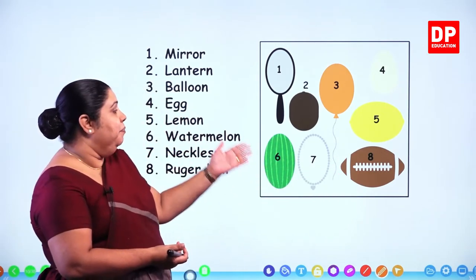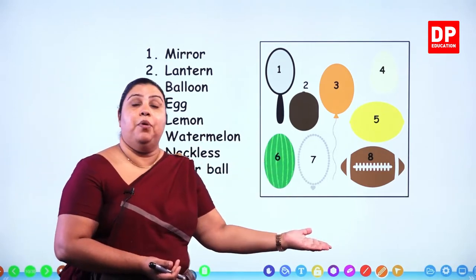So now these are 8 objects which come in the shape of an oval.